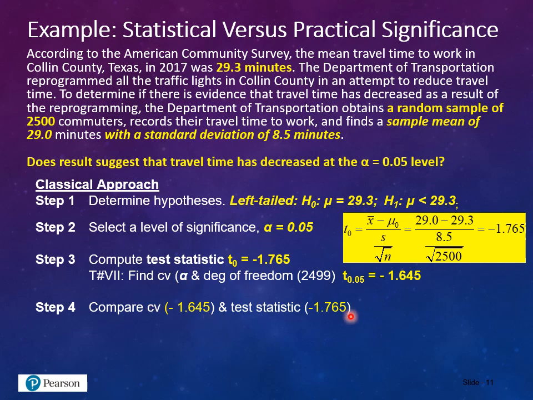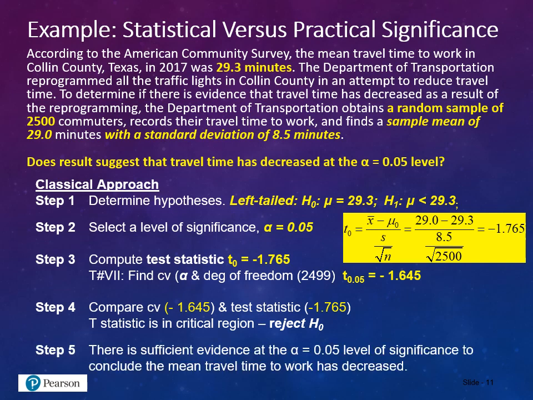Well, negative 1.765 is indeed less than this value, so it will be in the critical region, and therefore we would reject the null hypothesis and make our conclusion that there is sufficient evidence at the alpha equals 0.05 level of significance to conclude that the mean travel time to work has decreased.